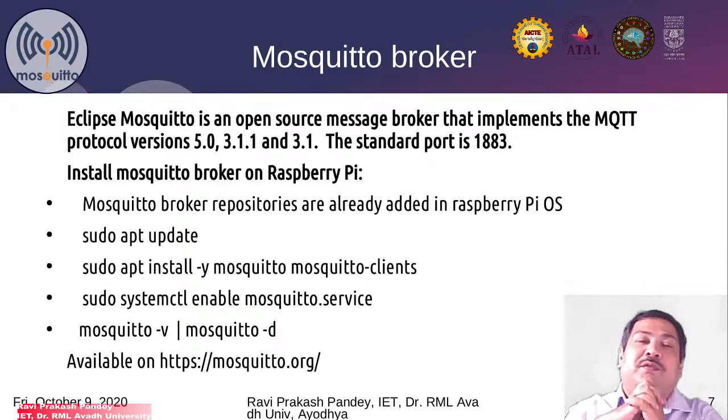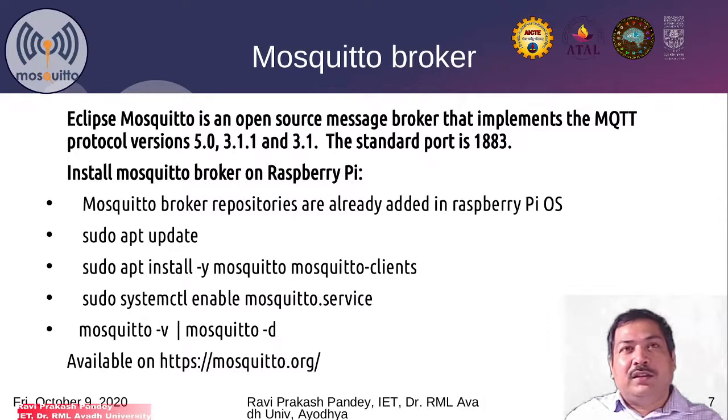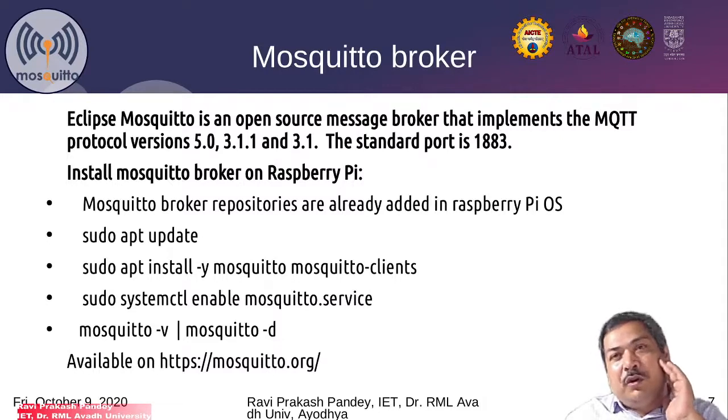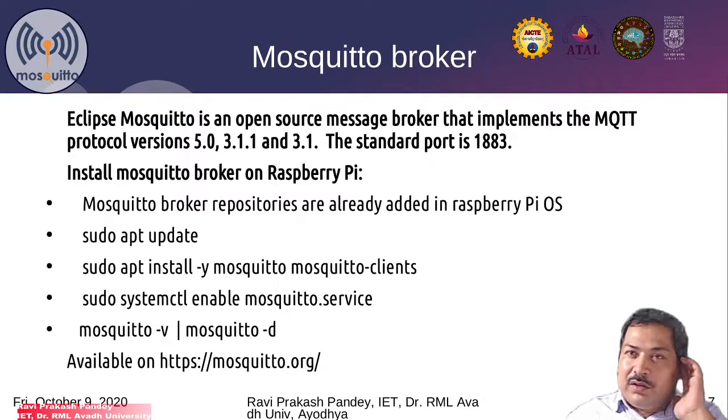We don't have too much to do if you are trying to install it on Raspberry Pi, because the repositories which contain this Mosquito server are already added in the repository databases of Raspberry Pi. So you simply have to update the repository information by doing sudo apt update, and after that you have to do sudo apt install mosquitto. Mosquitto is the server, and mosquitto clients, so that you can check whether your server is running and do other development work.